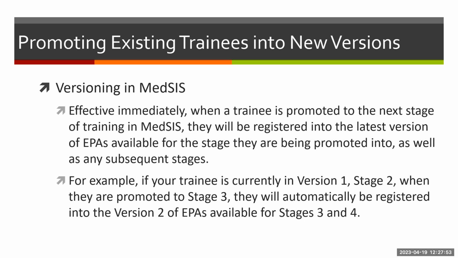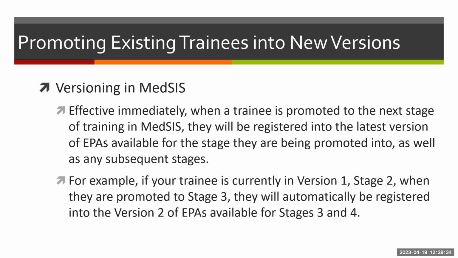This is kind of what I've said a few times so far. For example, if your trainee is currently in version 1, stage 2, so foundations, when they're promoted to stage 3 core, they'll automatically be registered into version 2 of stage 3 core, and then following that, version 2 of stage 4 transition to practice. And again, that's done automatically. So on your end, you don't have to do anything to make that change occur, apart from actually promoting them in MedSIS, changing their stage to core, for example, like I just showed you on that details tab for Dexter. Does that make sense to everybody?